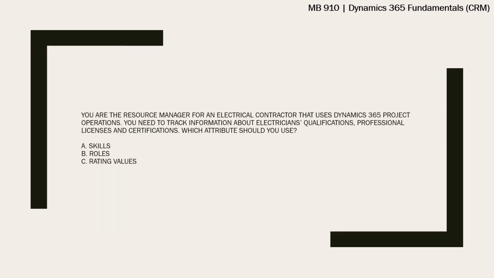You are the resource manager for an electrical contractor that uses Dynamics 365 Project Operations. You need to track information about electricians' qualifications: professional licenses and certifications. Which attribute should you use?